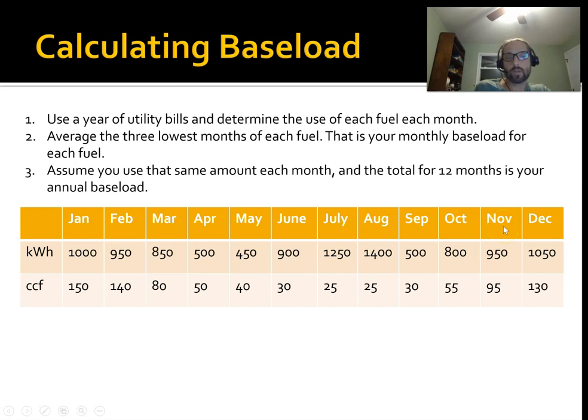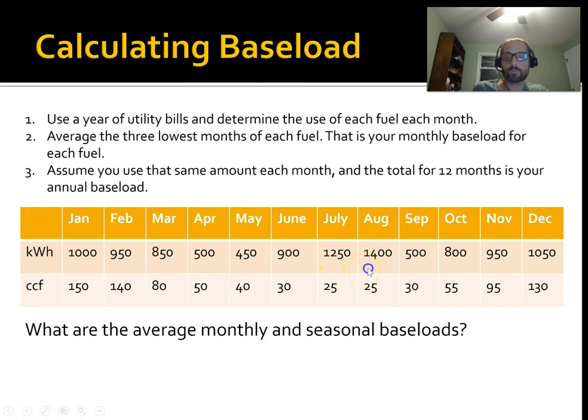Okay, so let's go over an example here. This is a year's worth of energy use from utility bills. We have kilowatt hours here, CCFs of natural gas in the bottom row, and we have January through December. So feel free to go ahead and pick out the 3 lowest months of each energy use and average them out and see what you get for base load. Okay, so go ahead and press pause and do that.